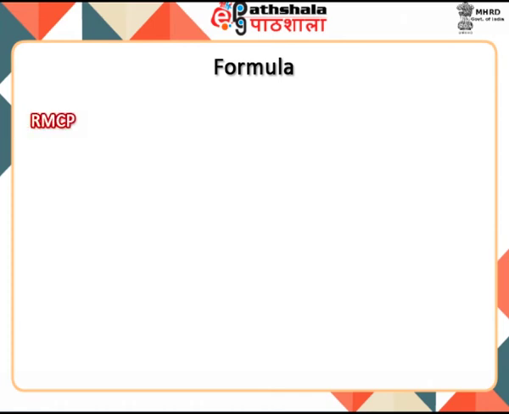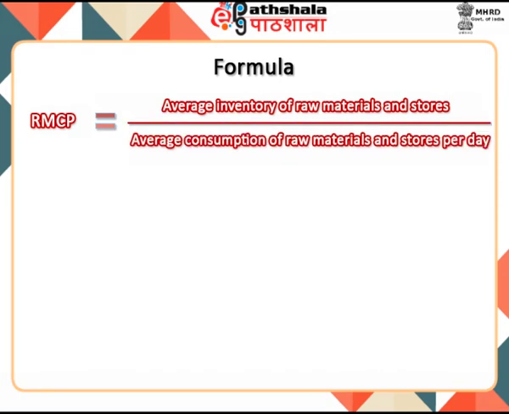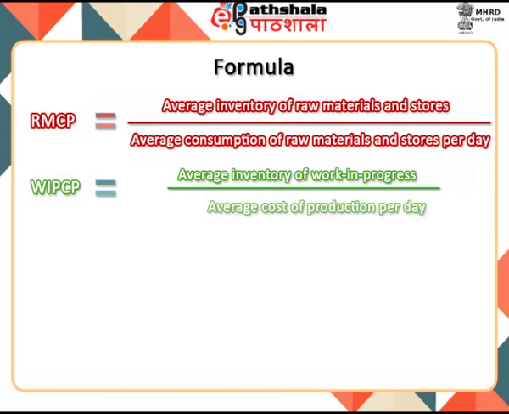First is the raw material conversion period, which is the average time taken to convert cash into raw materials. It is the ratio of average inventory of raw materials and average consumption of raw materials per day. Second ratio is work in progress conversion period, which is the average time taken to convert raw materials into semi-finished goods or WIP. It is calculated as the ratio of average inventory of WIP to average cost of production per day.